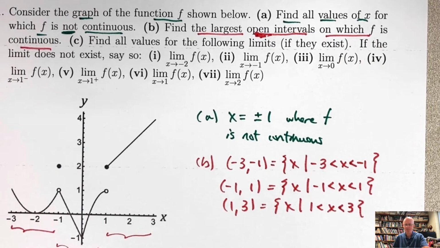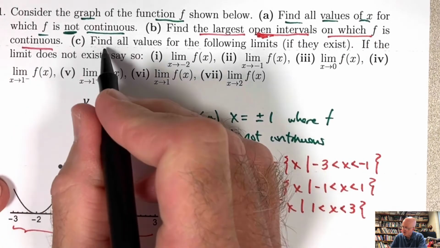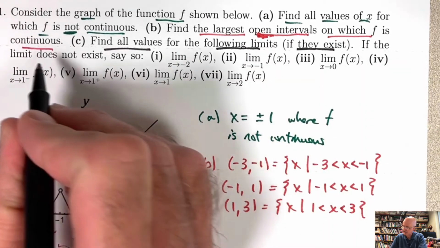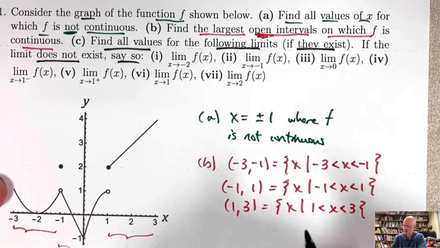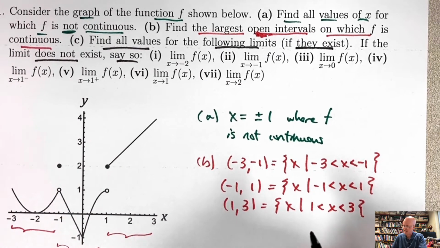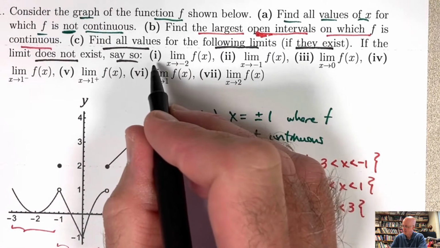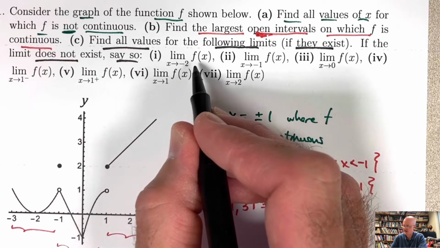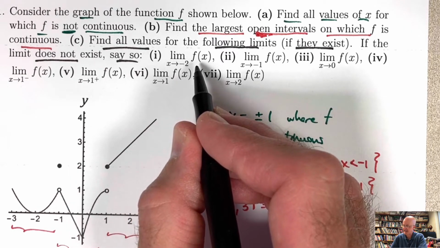Part C. Find all values for the following limits if they exist. If the limit does not exist, say so, okay? So take these one at a time. Number one, the limit as x approaches -2 of f of x. Does that limit exist, and can we find its value?